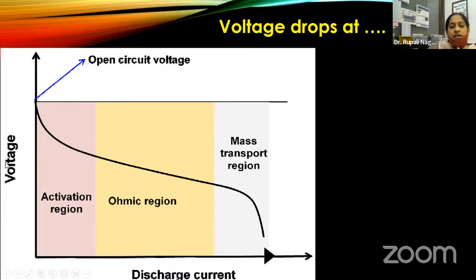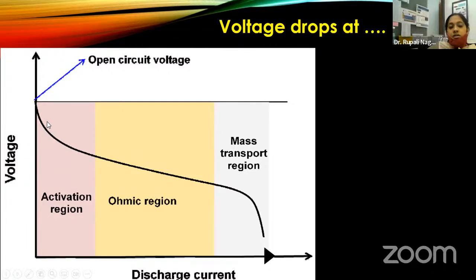So here, if we see on the y-axis, the maximum voltage which a cell can deliver is called the open circuit voltage. That means the circuit is open, and if we just put the multimeter leads across its electrodes, it will read some potential, and that is known as the open circuit voltage. It is the maximum voltage which the cell can deliver.